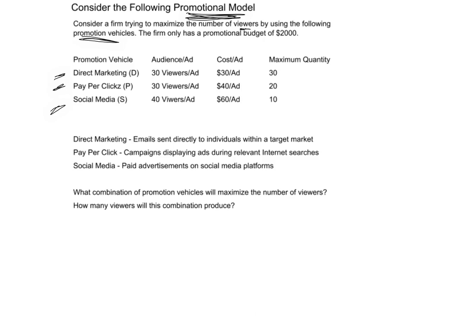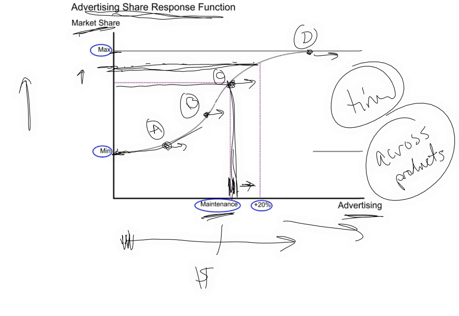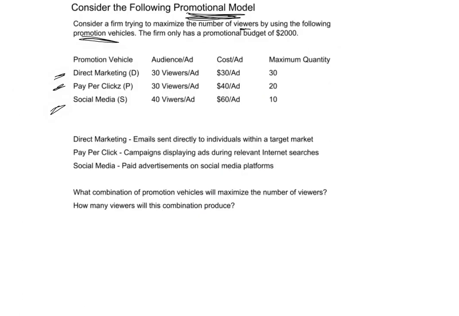And what we've got in the next column is how effective those are. Direct marketing, for each of those ads, 30 viewers per ad. So notice implicitly, I'm not assuming a response function here. I'm not assuming that there's this complicated S-shape response function, but rather I'm assuming a linear response, so that every single unit of direct marketing is going to influence 30 views per ad.